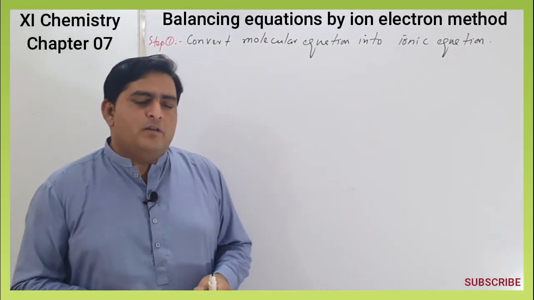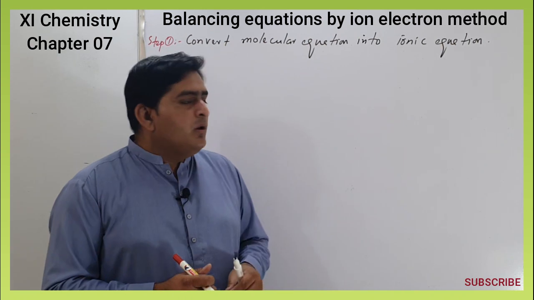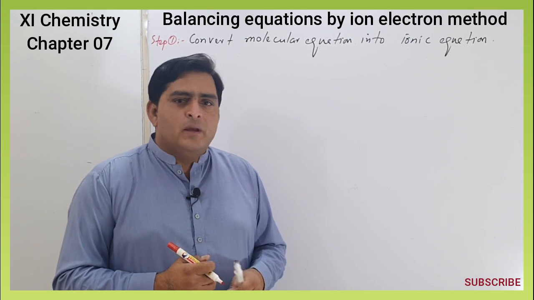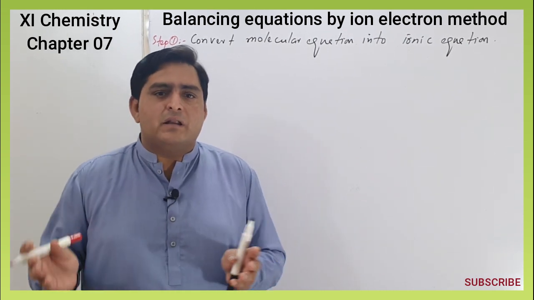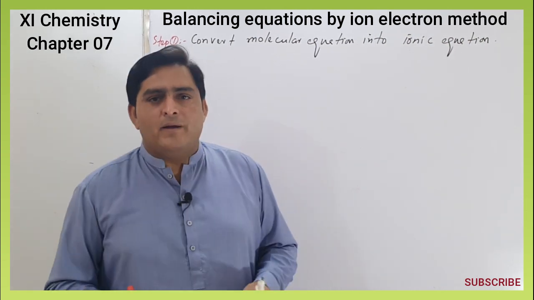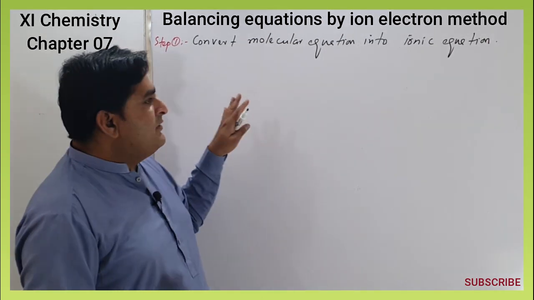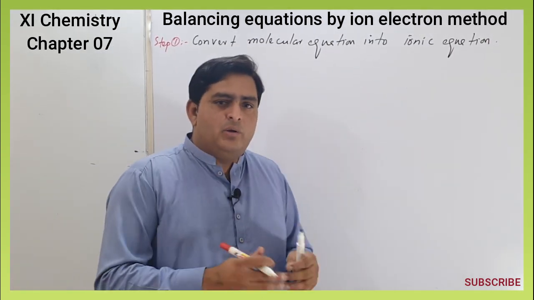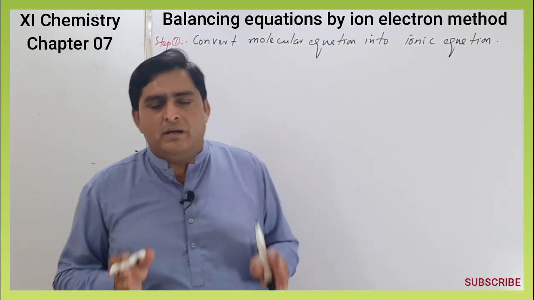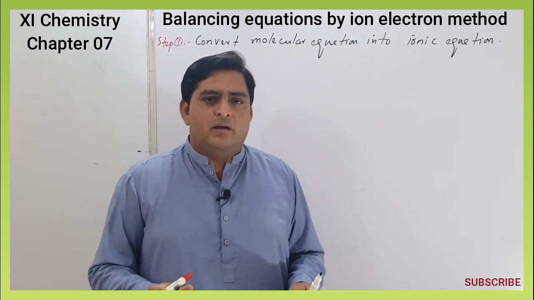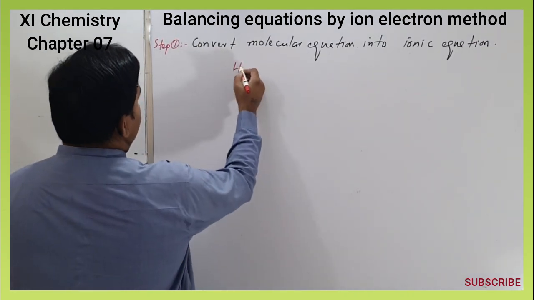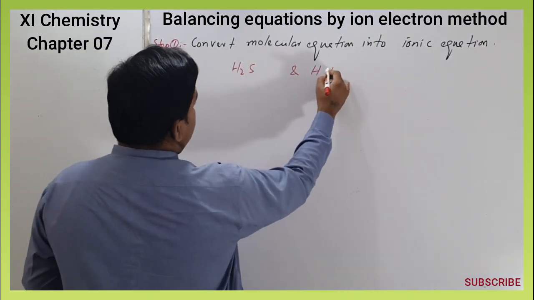This step is very crucial and needs more concentration and your prior knowledge of what you have learned about electrolytes: which ones are weak electrolytes, which ones are strong electrolytes, which electrolytes undergo considerable ionization and which do not. Here we ionize only those compounds or electrolytes into ions which have more than 30 or 40% ionization. Say we have two acids, H2S and HNO3.